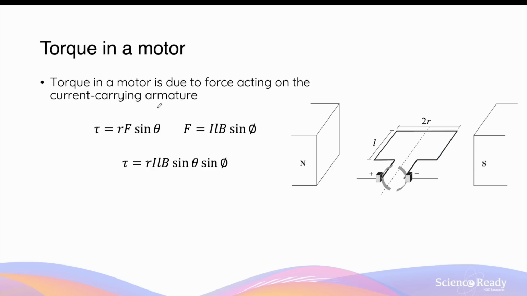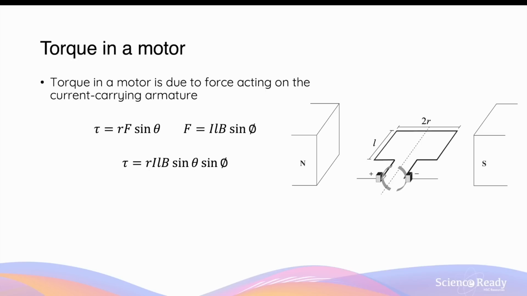Now let's talk about torque. Torque is the net effect of a force applied in a rotational sense, and we talk about torque in the setting of a motor. The torque in the motor is due to the force that's acting on the current carrying armature, as shown by this simple diagram of a DC motor.